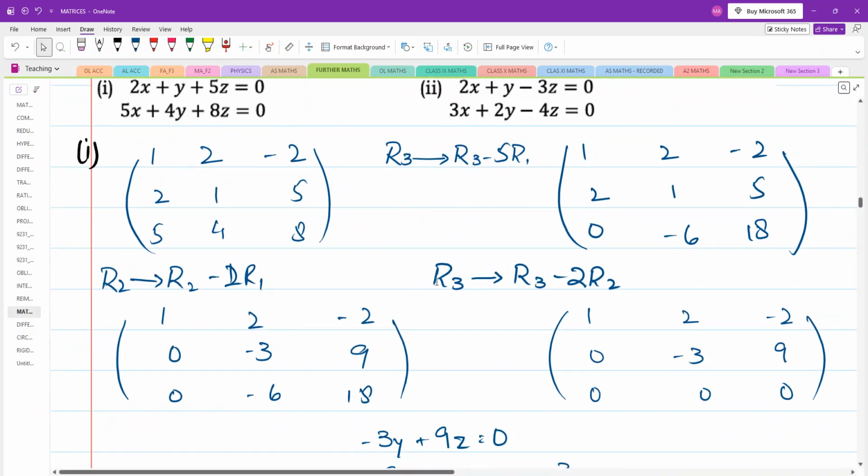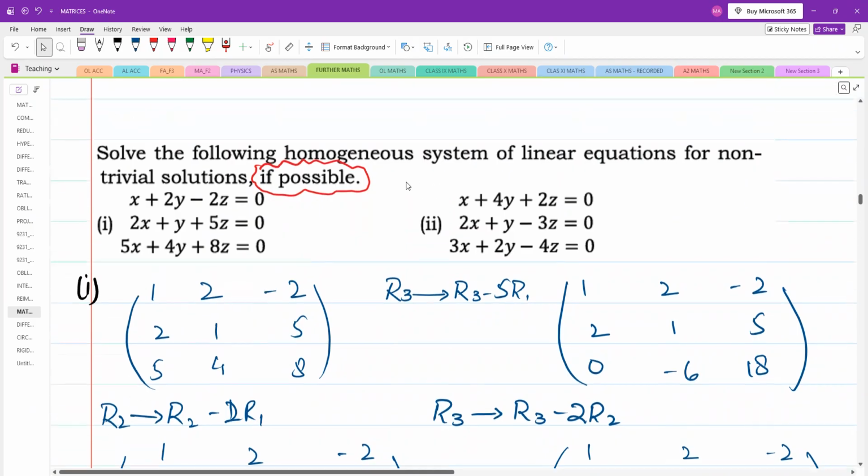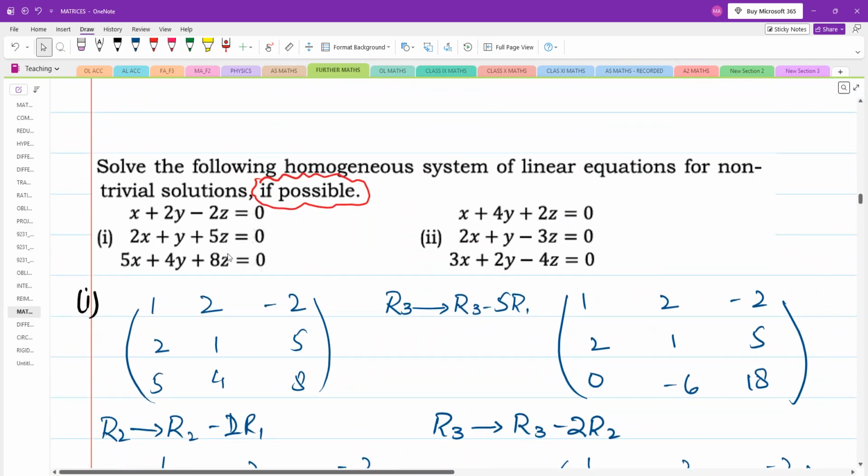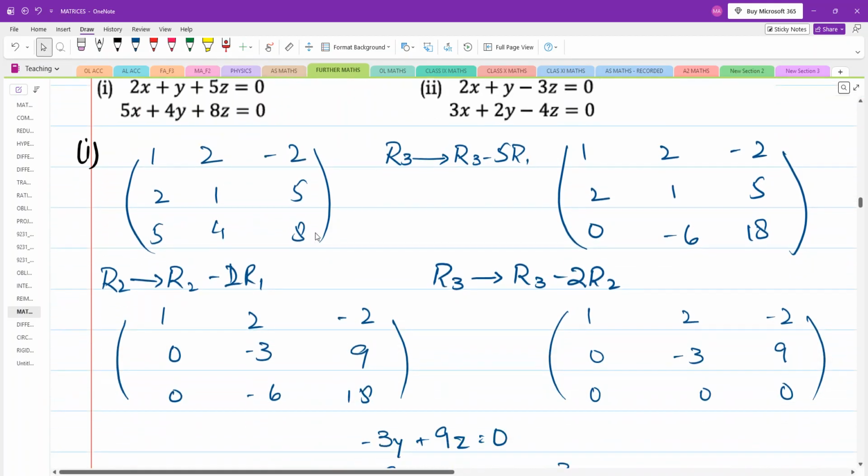If you look at the row operations I've done here, since this is basically zero, we just ignore this. For a homogeneous equation, we're just going to ignore this column. We just look at this, we completely ignore this, and we are going to do some row operations.